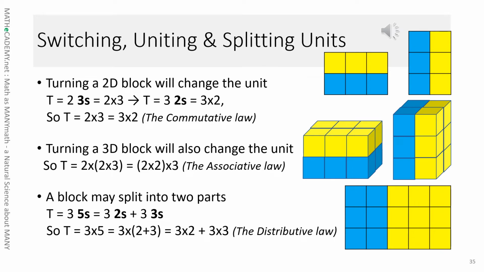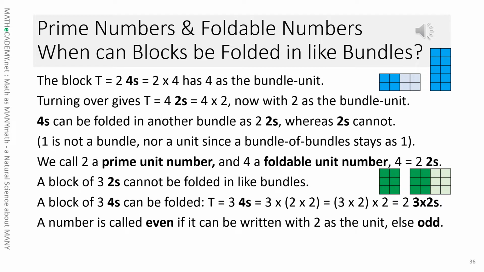A block may split into 2 parts. T equals 3 fives, equals 3 twos plus 3 threes. So T equals 3 times 5, equals 3 times 2 plus 3, equals 3 times 2 plus 3 times 3, the distributive law. Prime numbers and foldable numbers.